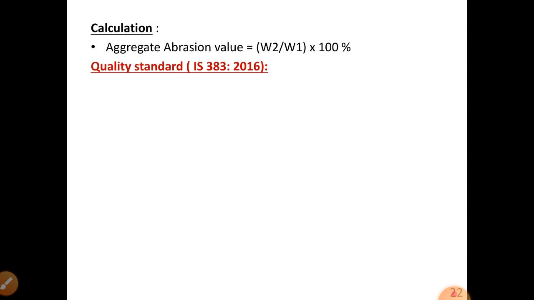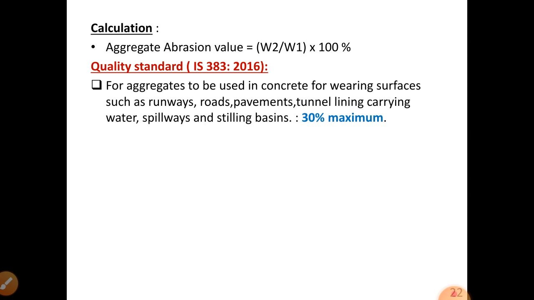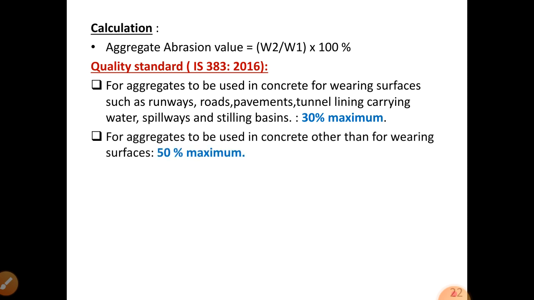Quality standard. According to Indian Standard 383 2016, for aggregates to be used in concrete for wearing surfaces such as runways, roads, pavements, tunnel lining, carrying water, spillways and sealing basin, 30% maximum. For aggregates to be used in concrete other than for wearing surfaces, 50% maximum.